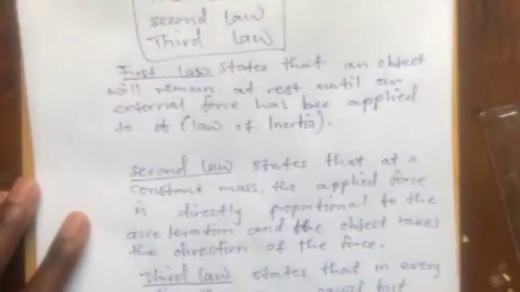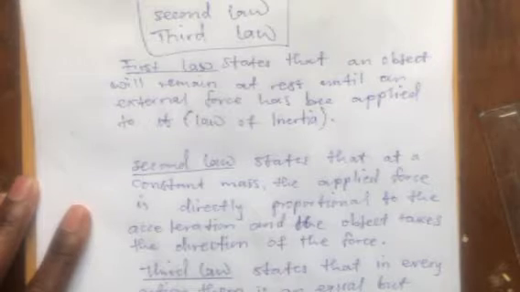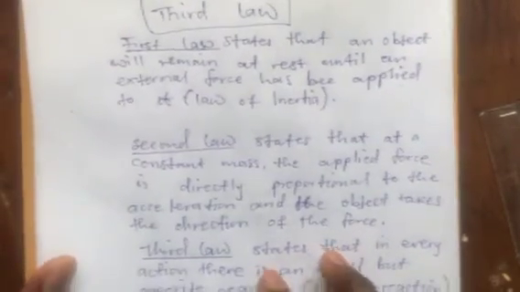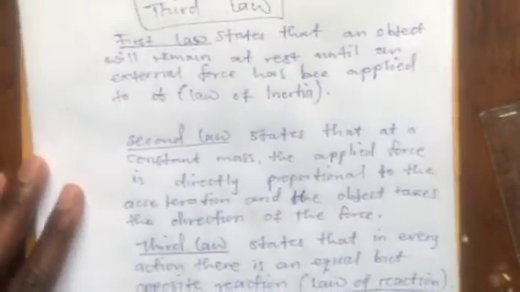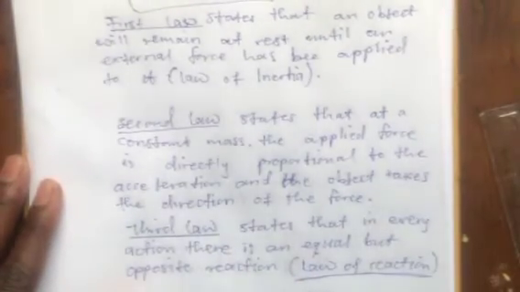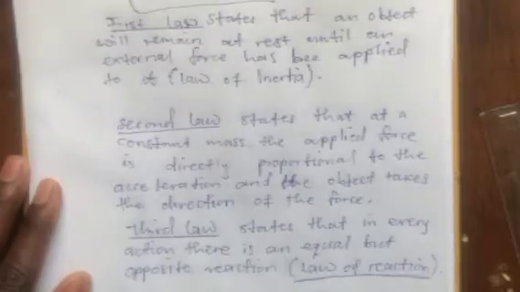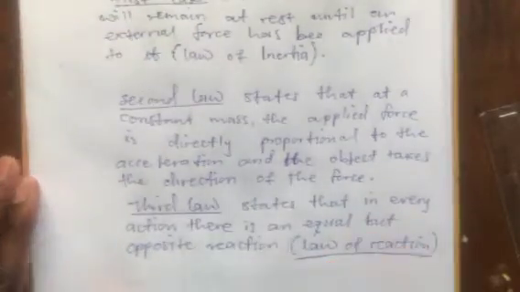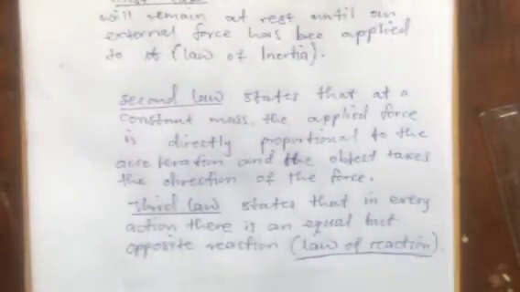Then the second law of motion states that at a constant mass, the applied force is directly proportional to the acceleration, and the object takes the direction of the force. That's what the second law states. Then the third law, in other words, is called the law of reaction. What does it state exactly? It states that in every action, there is an equal but opposite reaction. That's what these laws are trying to tell us.